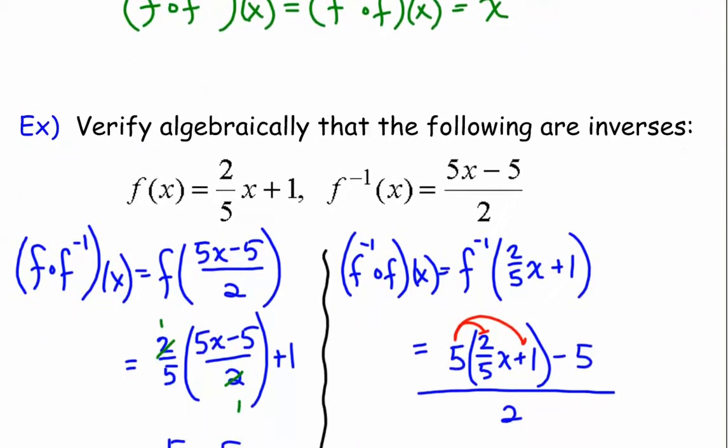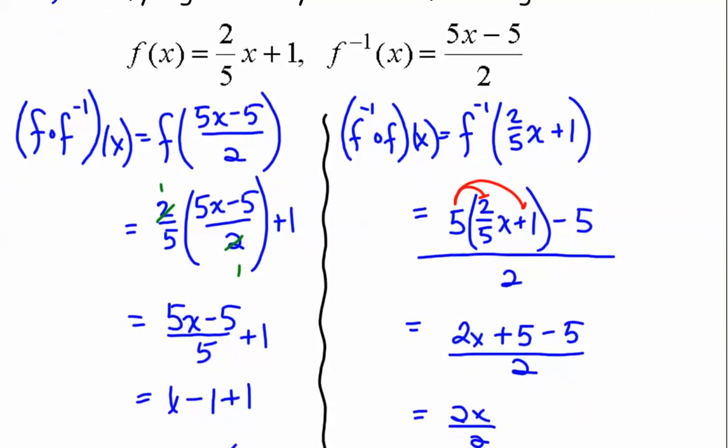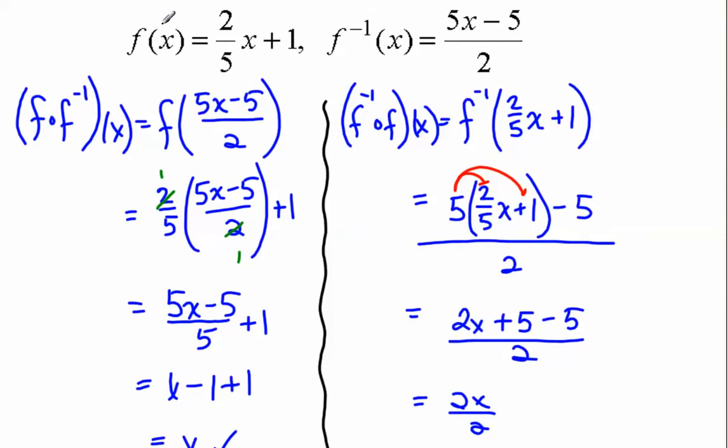And I purposely kind of picked one that had some fractions in it so that we can review some algebra. I've got f of x equals this 2/5 x plus 1, and f inverse of x is equal to this quantity 5x minus 5 over 2. Okay, so f of f inverse of x would be f of whatever f inverse is, so come up here and grab f inverse, put that there.